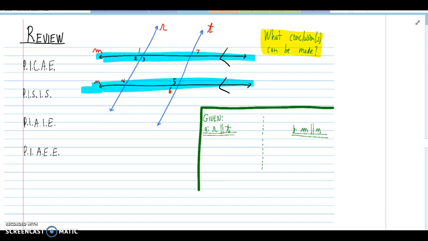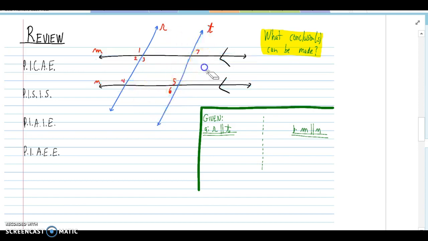Right, so we have one more thing, and maybe you want to try this one on your own if you're looking at this other transversal. Using the fact that those two lines are parallel, what can we conclude using these different reasons? I would say there's no PICAE, there's no same side interior angles, there's no alternate interior angles. However, we do have that measure of 6 equals measure of 7 using PIAIE.